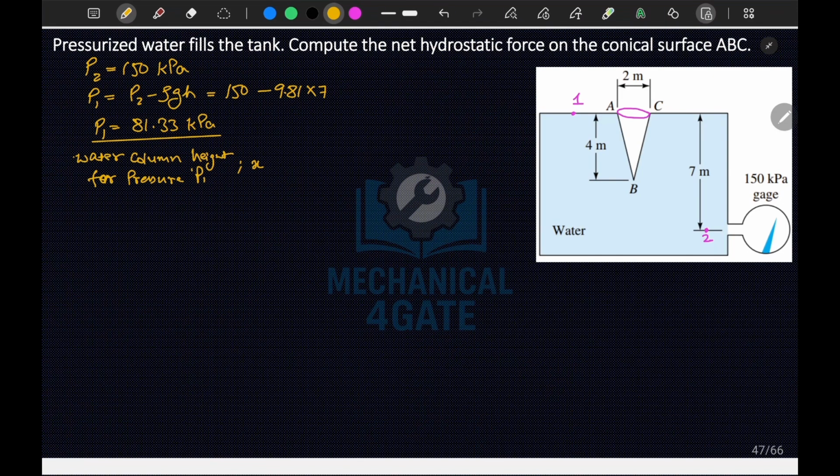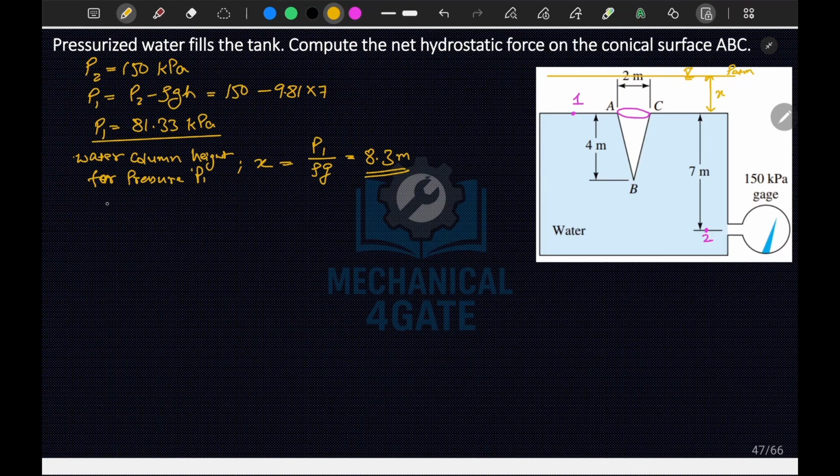Okay, and this x is equal to P1 by rho g. Okay, and since P1 is in kilopascal, let's divide this value 81.33 by 9.81, that is the value of g. So we have obtained x is equal to 8.3 meter. Okay, so we can say that after a distance of 8.3 meter, at a distance x, if we move from the surface, here we will obtain our free surface. Okay, and pressure here will be P atm.